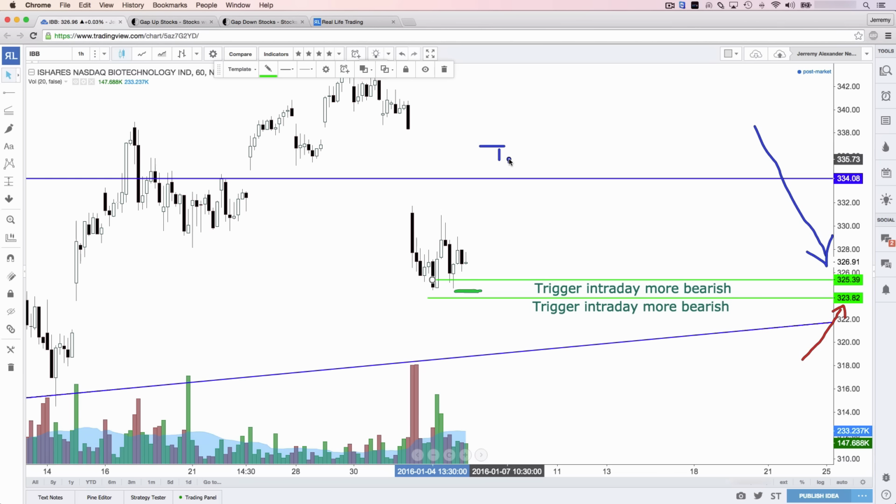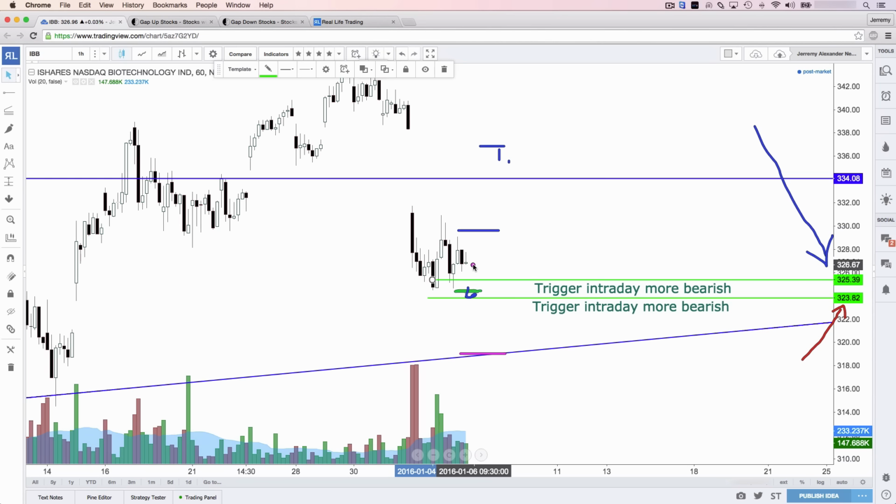So you can say if IBB is below 325.39 and above 323.82, and the time is the first 15 minutes of the market, then buy puts and place my stop at 330, place my target at 319, and you walk away from the trade. You can set all of that up to trigger. Now, some brokers can't do that. Most of them cannot. Interactive Brokers can.